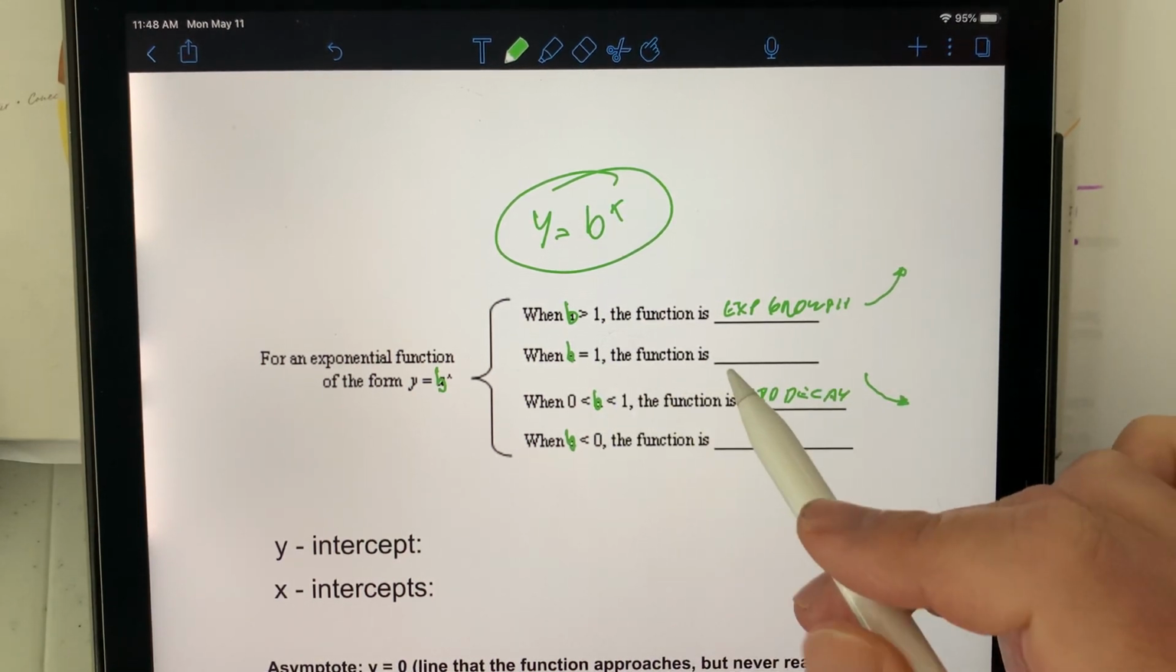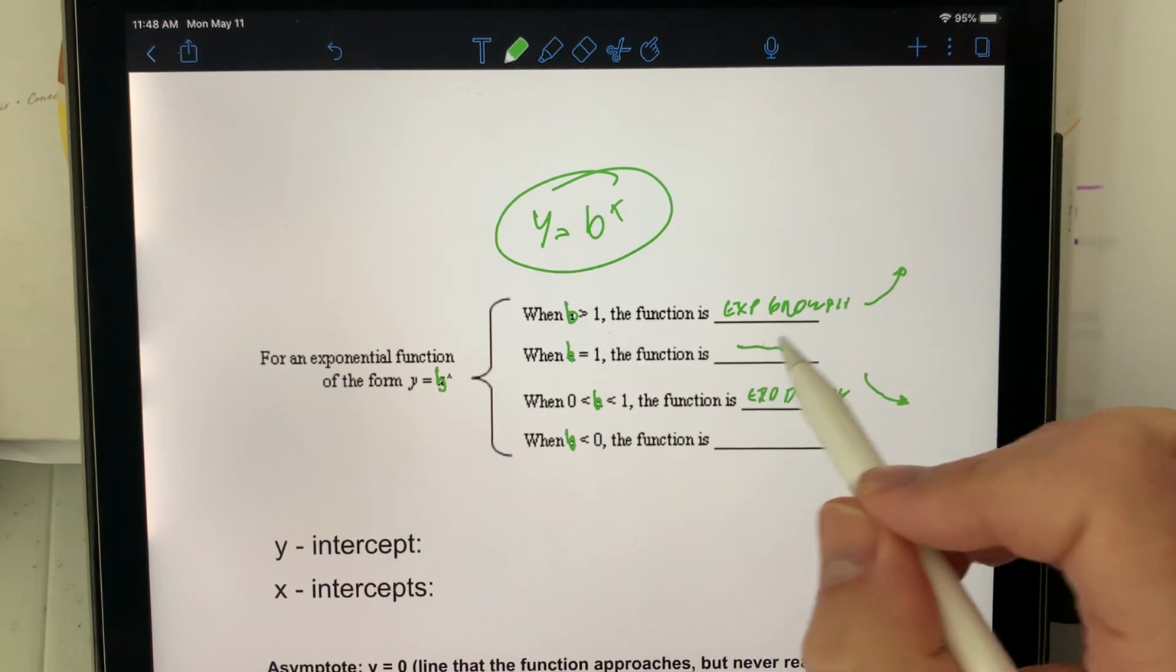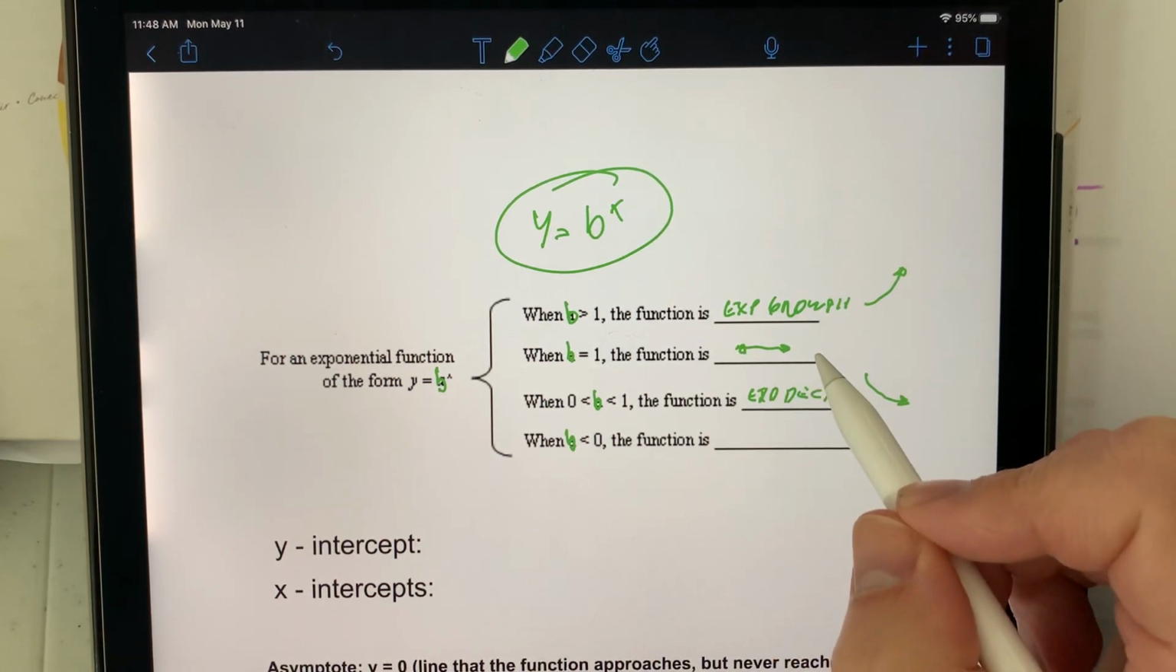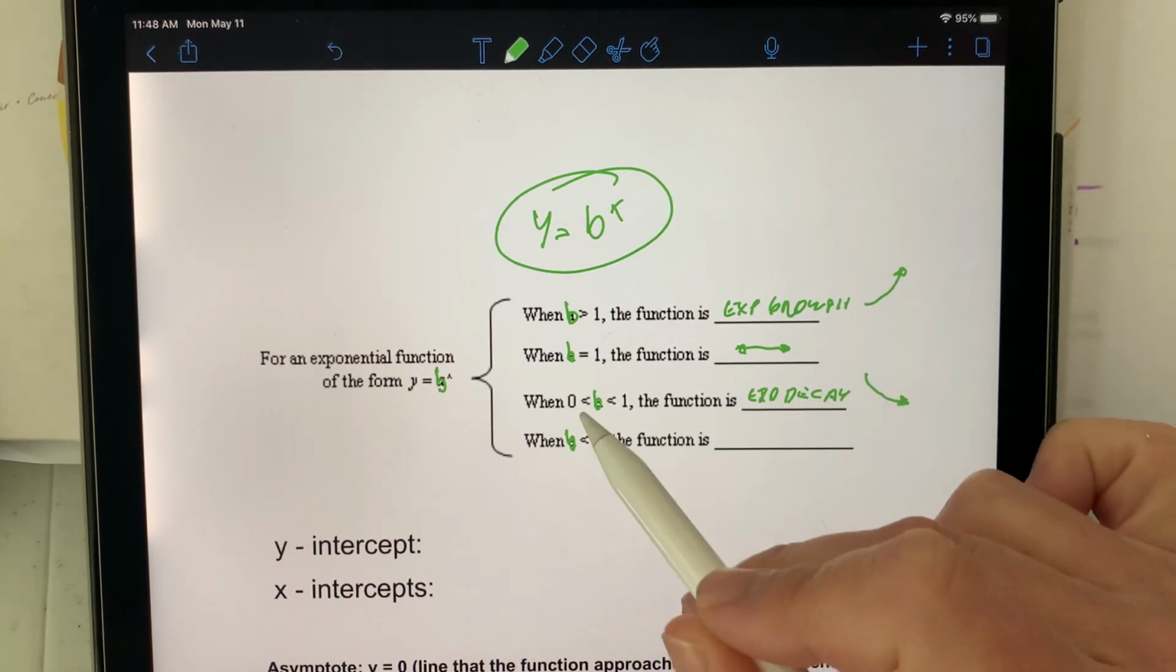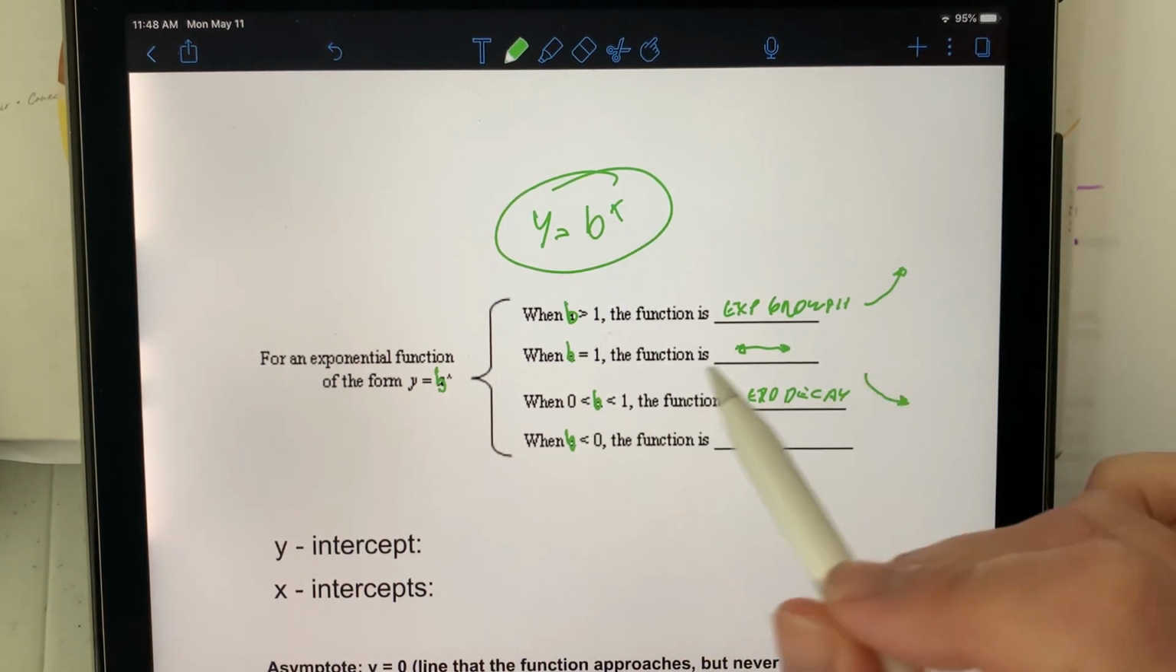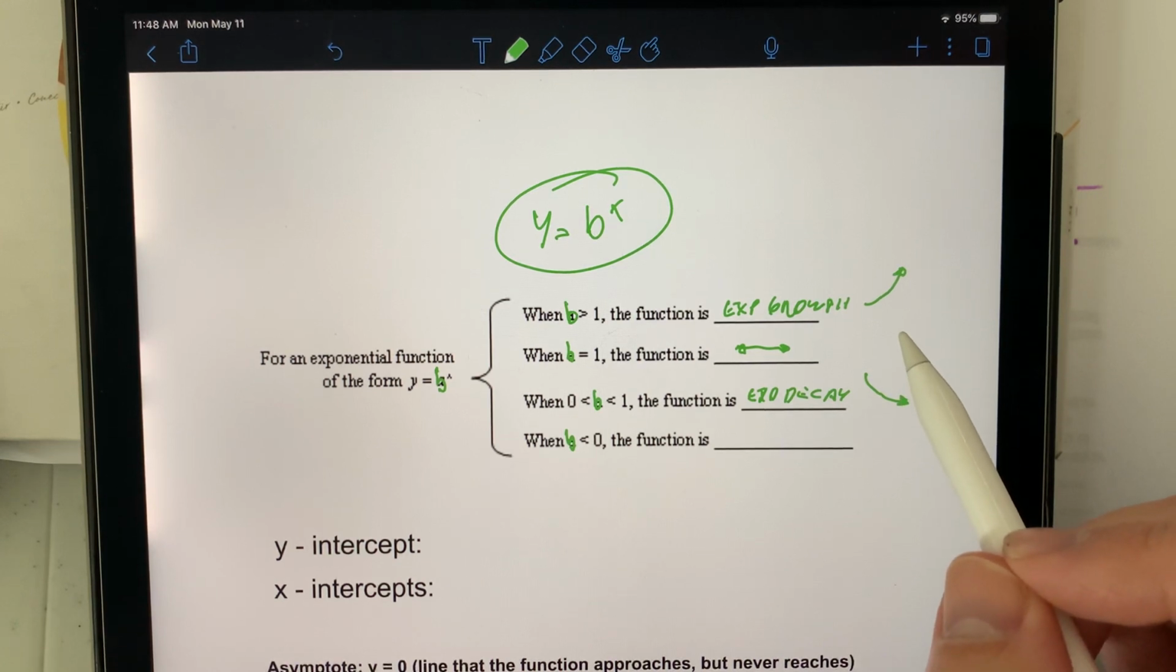When the base is exactly 1, then I'm going to have 100%, which means I'm always going to have the same amount, and that's a horizontal line. That's not an exponential function. If the base was 0, that means I have nothing, so that's also a horizontal line on 0, and that's not an exponential function.